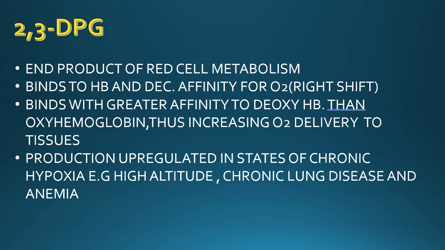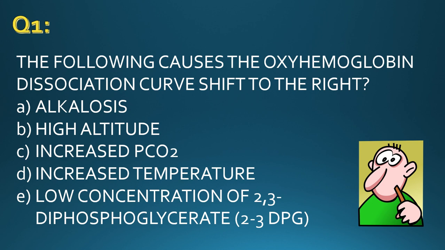Now let's come back to our question. What was our question basically? The question was: which of the following causes the oxyhemoglobin dissociation curve to shift to the right? If, under pressure in the exam center, you forget the concept, just remember the mnemonic. Right shift means raised hydrogen ion, that means low pH, acidosis. So the first one, that's not the correct answer. Second one, high altitude causes chronic hypoxia resulting in increased 2,3-DPG, which causes a right shift.